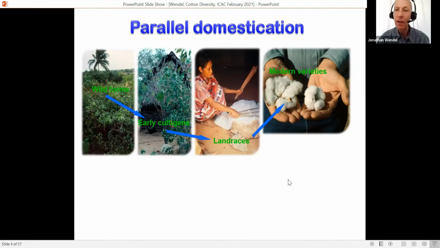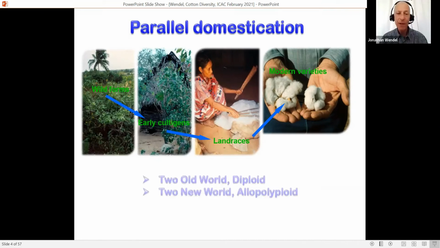One of the truly remarkable aspects of cotton domestication is that this happened not once, not twice, but 4 times. Twice in Africa-Asia, and twice in the Americas. The ones from Africa-Asia are diploids. The ones from the New World are allopolyploid, and that means they contain two different genomes. Many of you know this, but I'll cover that. And this is what humans have wrought.